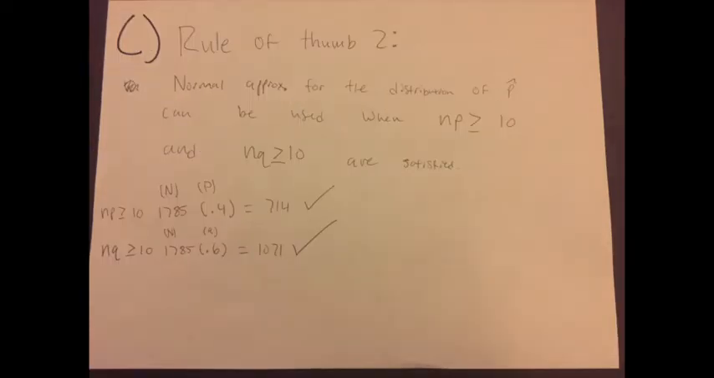Part C. Check that you can use the normal approximation for the distribution of p hat. Rule of thumb 2. So rule of thumb 2 is the normal approximation for the distribution of p hat can be used when np is greater than or equal to 10 and nq is greater than or equal to 10. So as you can see, 1,785 times 0.4 is equal to 714, which is greater than or equal to 10, and then 1,785 times 0.6 is equal to 1,071, which is greater than or equal to 10.